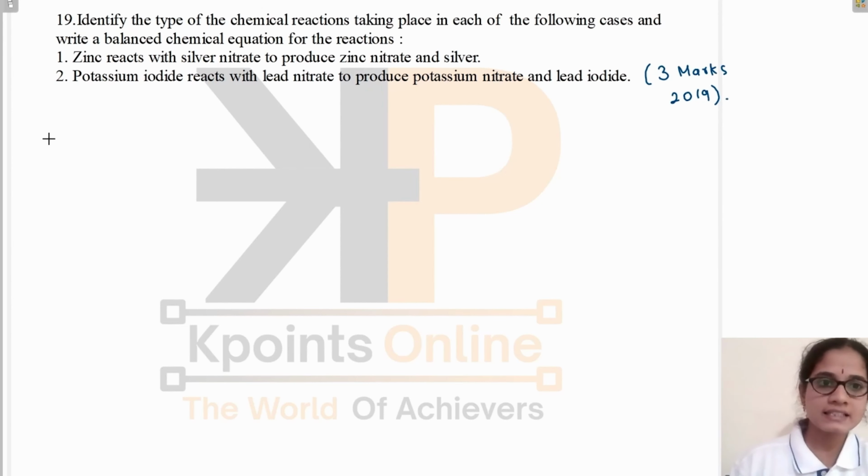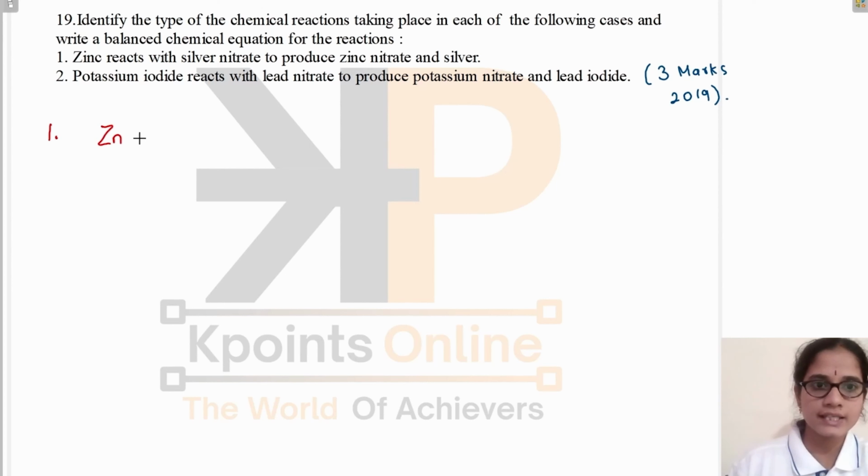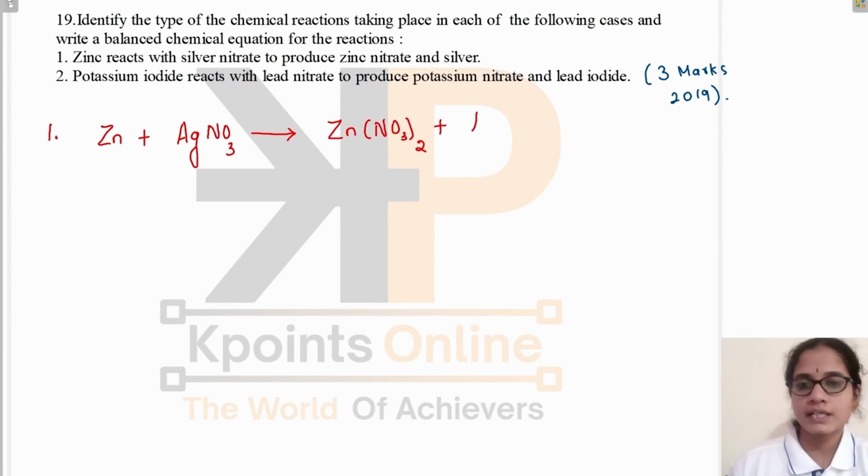Okay, first let us see the first question in this part, that is, zinc reacts with silver nitrate to produce zinc nitrate and silver. Okay, let us write it. Zinc reacts with silver nitrate, that is AgNO3, to form zinc nitrate and silver. Okay. The equation is not balanced. We have written the equation, but we need to balance it.